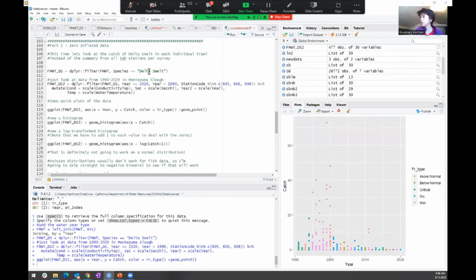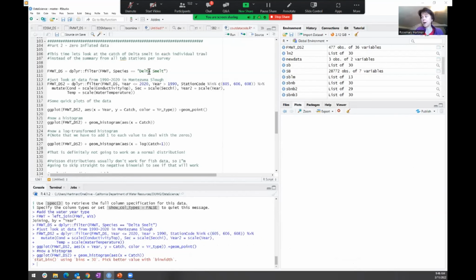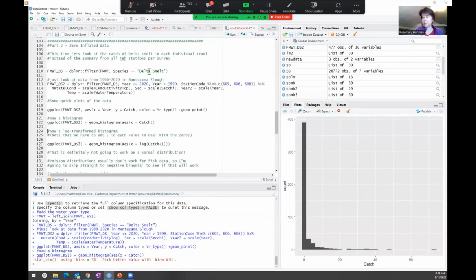Okay, so more smelt in the 90s than recently. Looks like maybe more smelt in dry years and above normal years. A little hard to tell. Now we do a histogram. And wow, we have a lot of zeros.